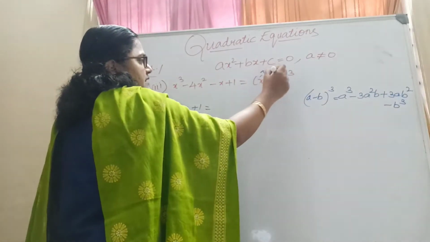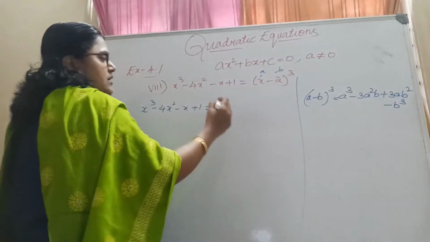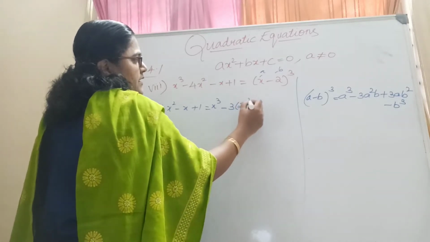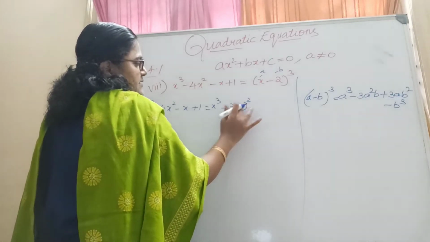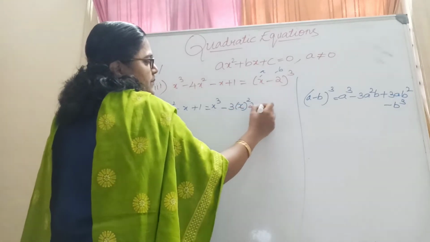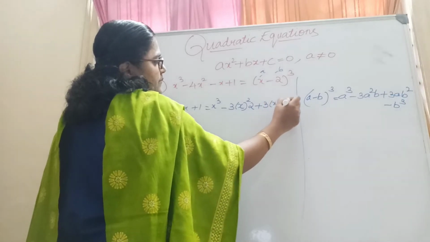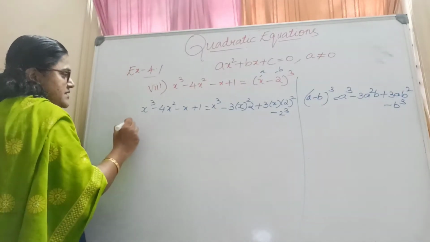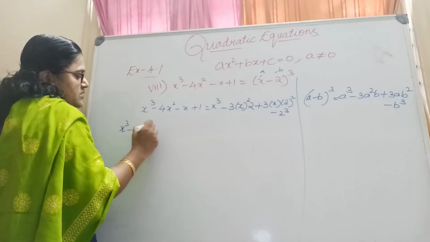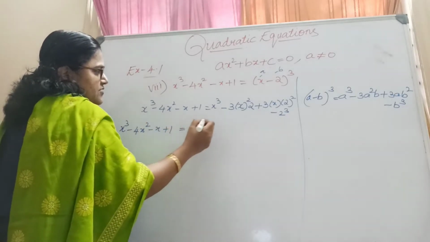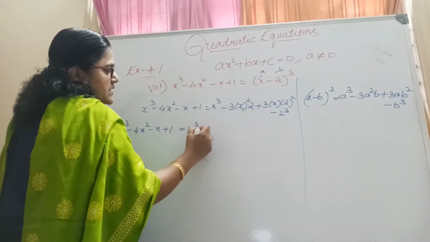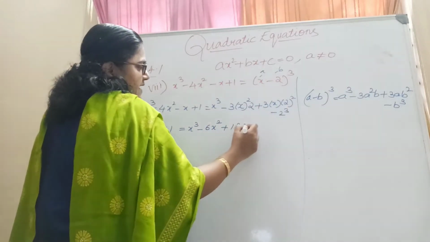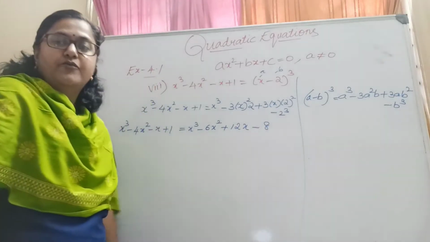Fine. So this is a and this is b. Okay. So here a cube minus 3 into a square into b. Sorry, a is x. A square into b plus 3 into a into b square minus b cube. Okay. Now here LHS again I have nothing to do. So x cube minus 4x square minus x plus 1 is written as such is equal to x cube. Further simplification of this, 3 2s are 6. So minus 6x square plus 2 2s are 4. 4 3s are 12 plus 12x minus 2 cube is 8. 2 2s are 4. 4 2s are 8.